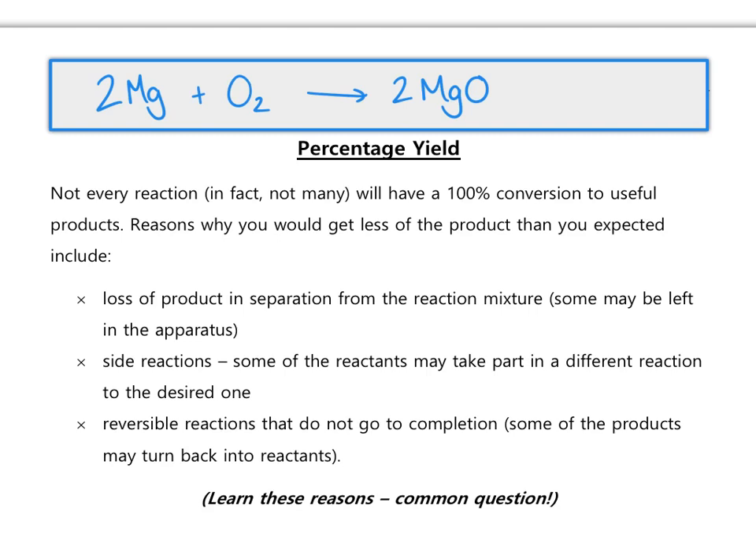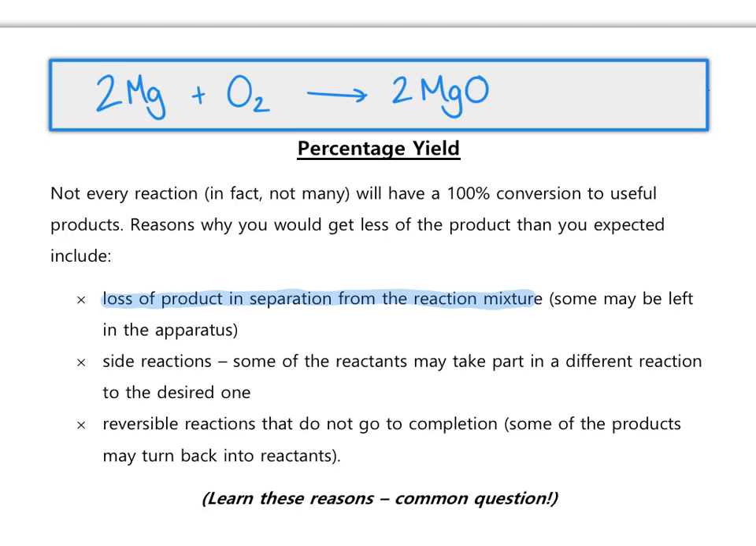So here are some reasons that you need to learn, and this is quite often either a 1, 2 or 3 mark question. They'll either ask you for 1, 2 or 3 of these reasons. So they may say, give 2 reasons why a 100% yield may not be seen. So reason number 1 is that we can have loss of product and separation from the reaction mixture.